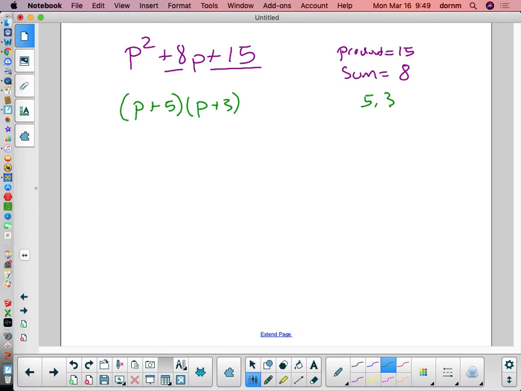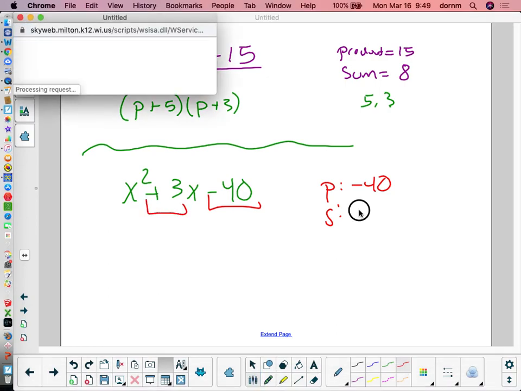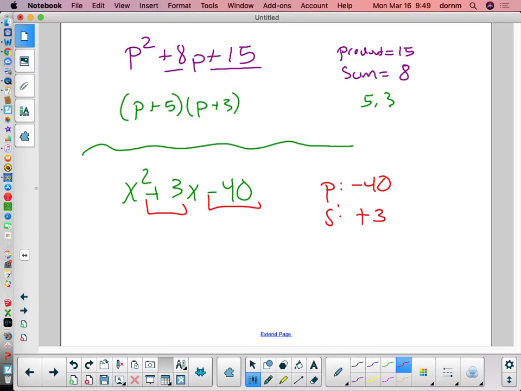All right, let's try this one. x squared plus 3x minus 40. Okay. Let's factor this one. My product has to be negative 40. My sum has to be positive 3. So I need two numbers that multiply to give me negative 40 and add to give me positive 3.